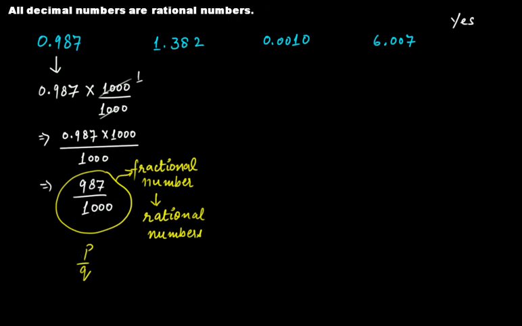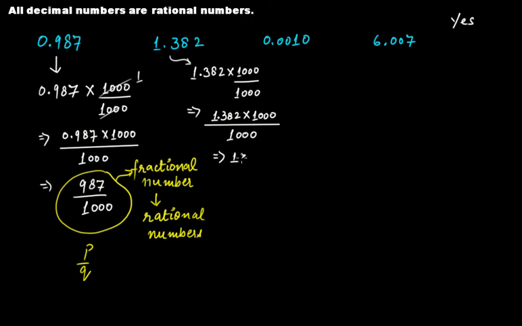What about this one? If I solve this one, how many digits do we have after the decimal point? We have 3. So again, we are going to do the same thing. 1.382 times 1000 divided by 1000. If you solve it, this becomes 1.382 times 1000 over 1000.